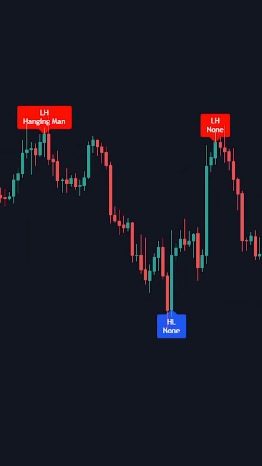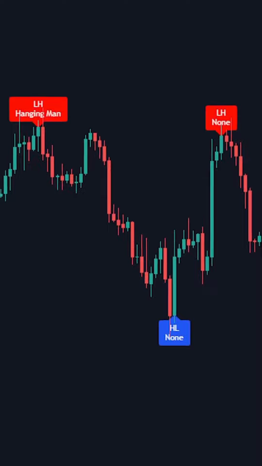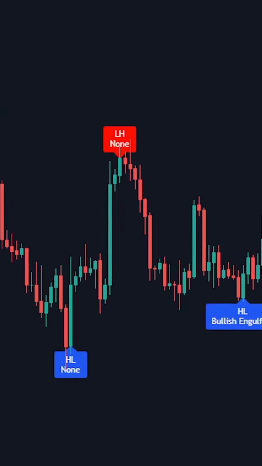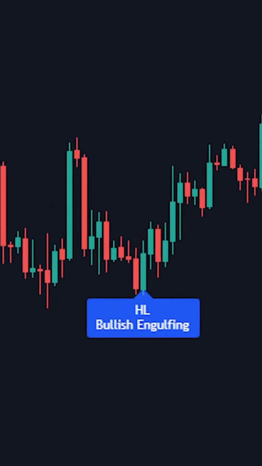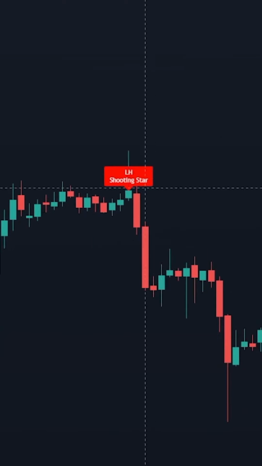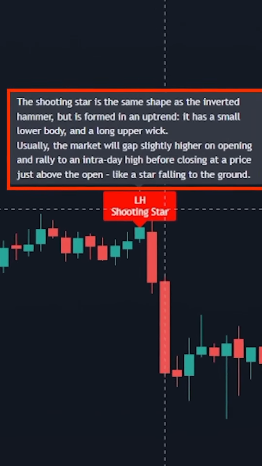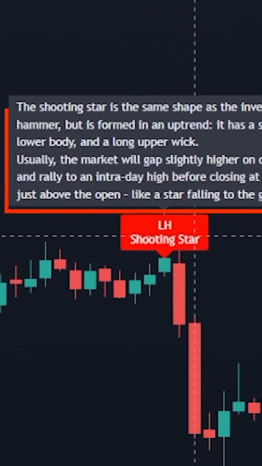Now when you look at the chart, you'll see these signals highlight past pivot points based on the length, and it will also give you the candlestick pattern that happened at that exact point in the market. This can be super helpful for finding past pivot points, as well as automating your candlestick analysis during these reversals.